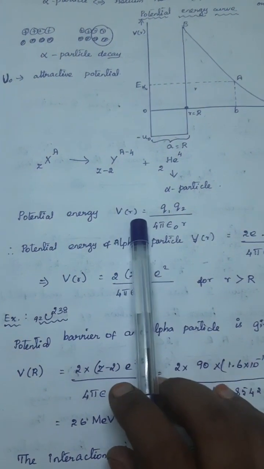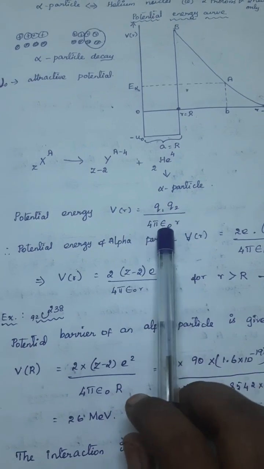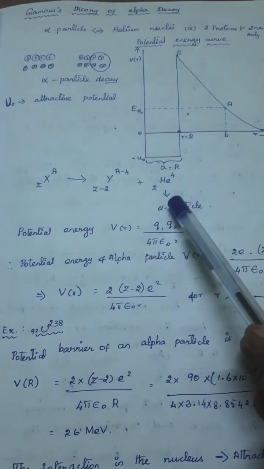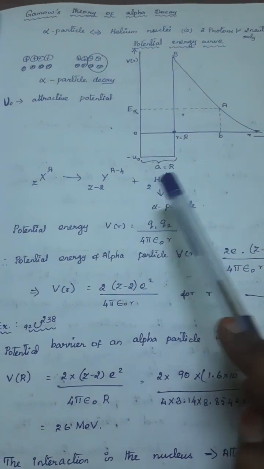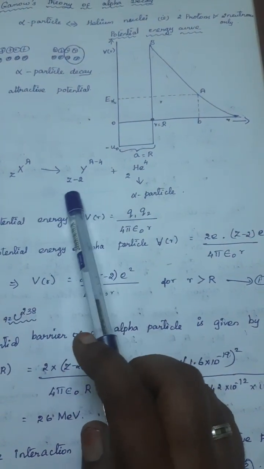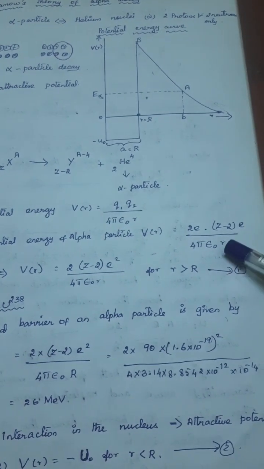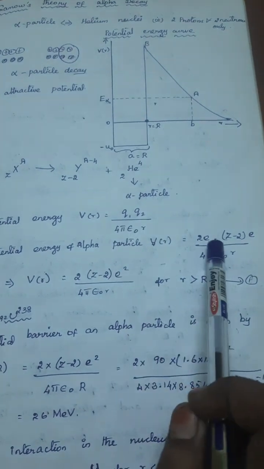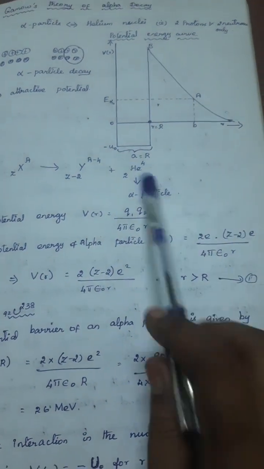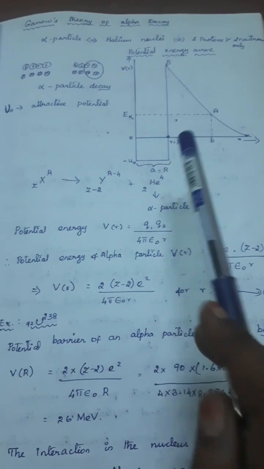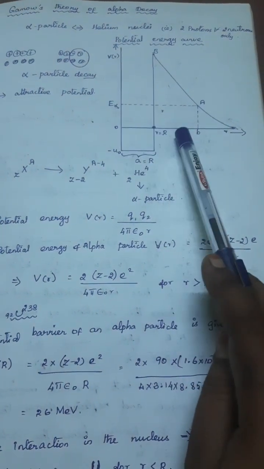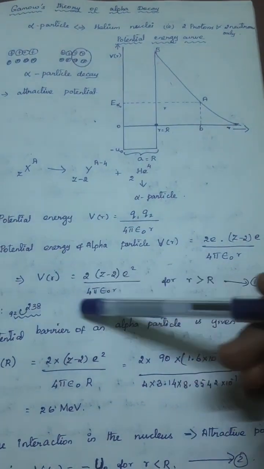So the potential energy has the general formula Q1 Q2 divided by 4 pi epsilon naught r. Here in our case, two protons means a charge of 2e, and Z minus 2 is the charge of the daughter nucleus, so Z minus 2 times e. One is Q1, another one is Q2, divided by 4 pi epsilon naught r. Here r represents the potential well distance. Now suppose the r value is greater than the radius of the nucleus. This is the general formula.